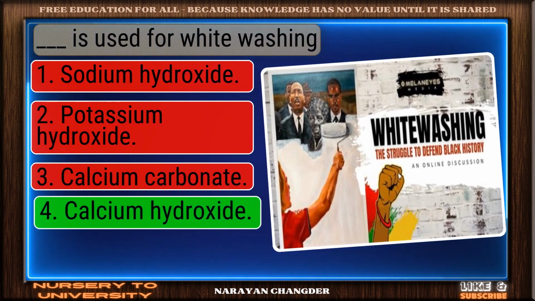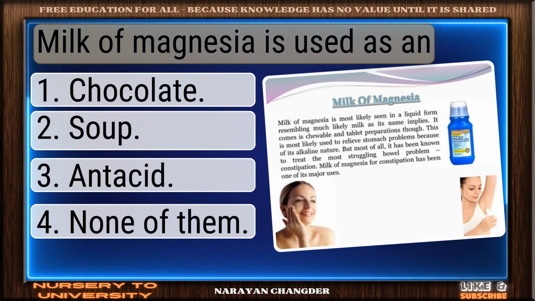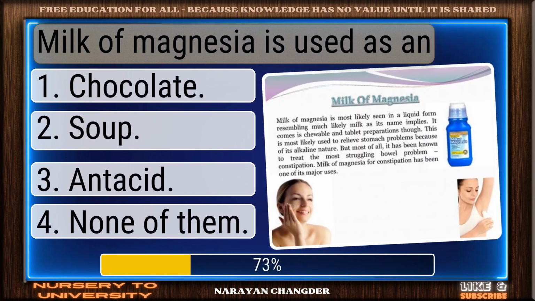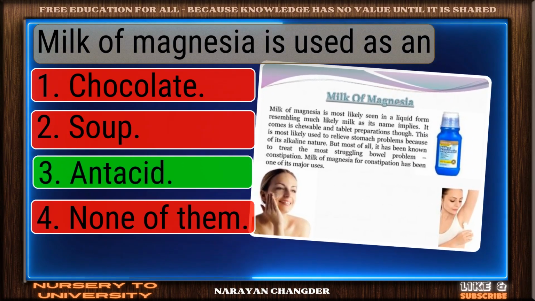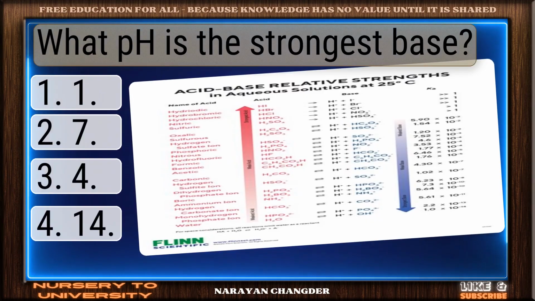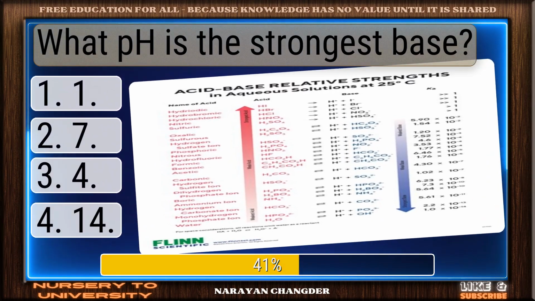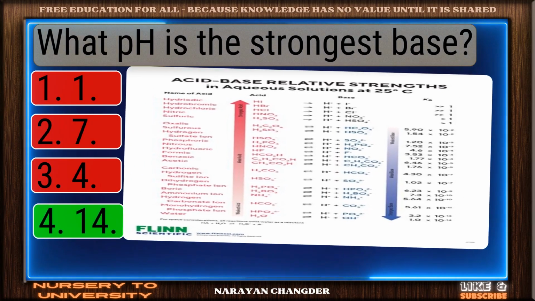Well reasoned. Calcium hydroxide is the correct choice. Question number 149. Milk of magnesia is used as an. Great thinking. Antacid is the right choice. Question number 150. What pH is the strongest base? Valid point. 14 is true.